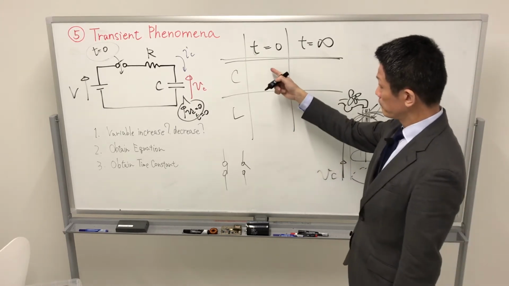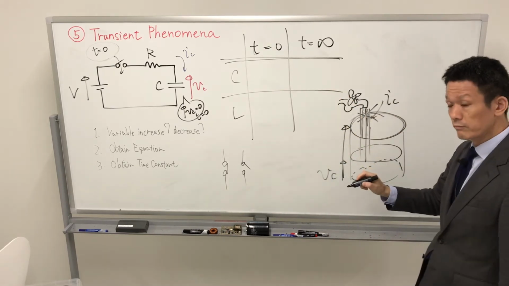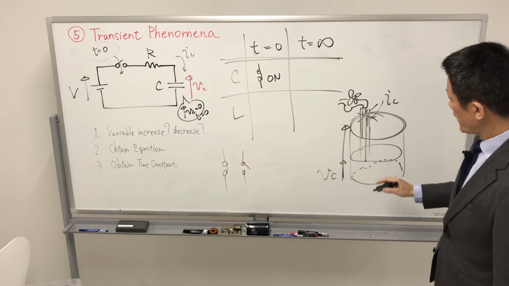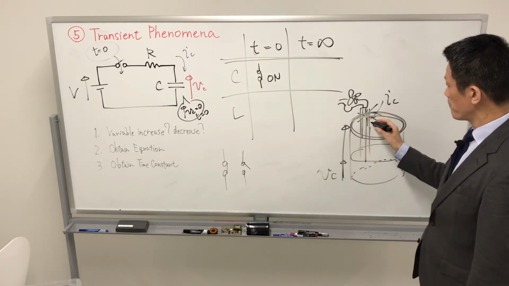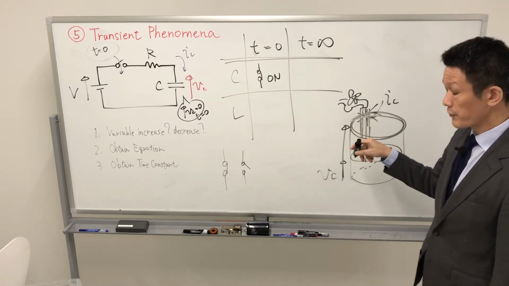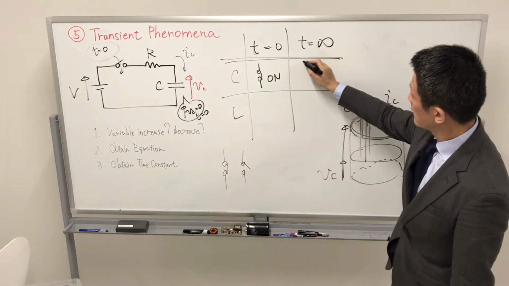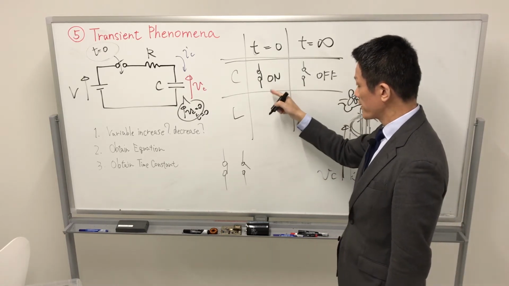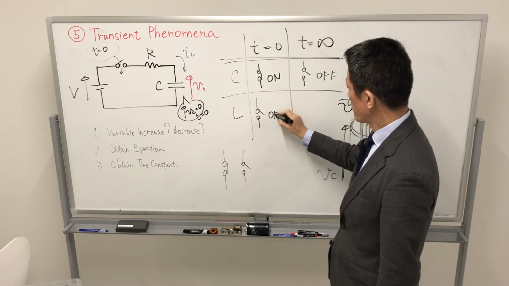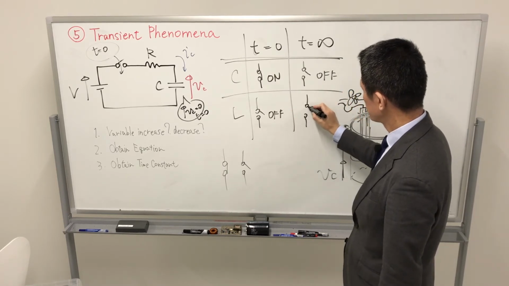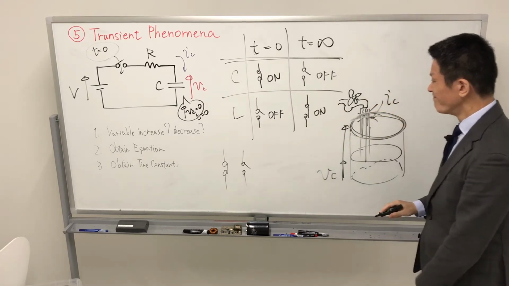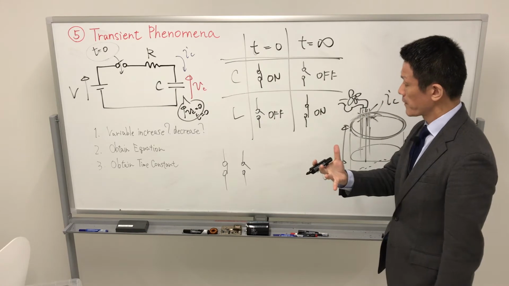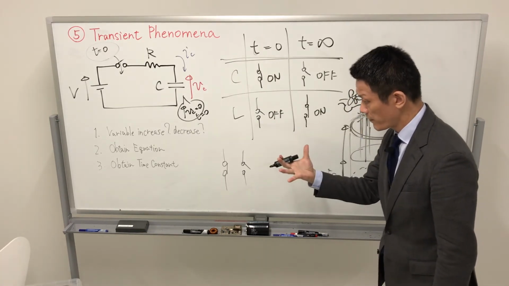So at first, T equals 0, current flows through, so the switch is on. And at T equals infinity, the current cannot flow through because the bucket is filled. So this means off. And L is the opposite. This is my image, but please make the image yourself.